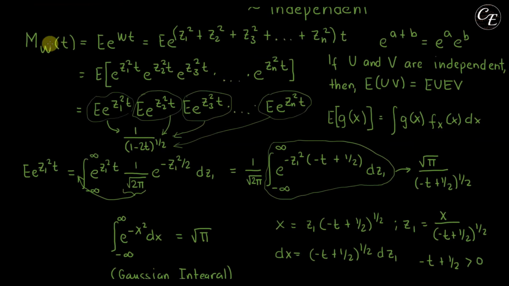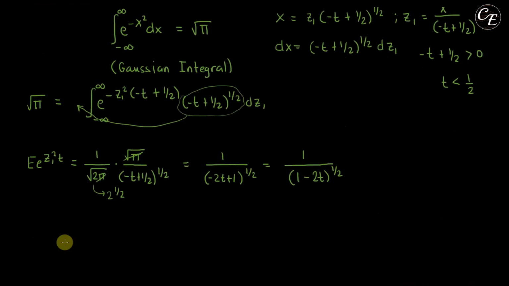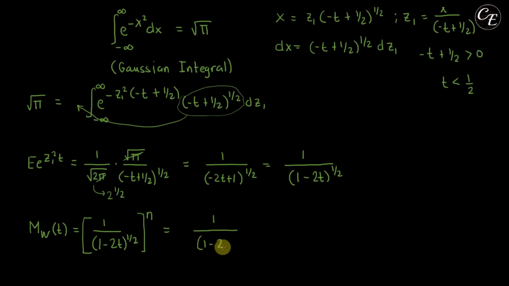And then the value of this one is equal to this one being multiplied n times. So now we can write it below. The moment generating function for w is equal to 1 over (1 minus 2t) raised to 1/2 being multiplied n times. And then 1 raised to n is 1, and this raised to n is (1 minus 2t) raised to n over 2.